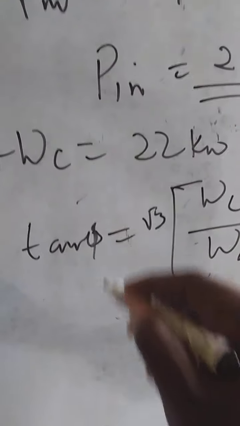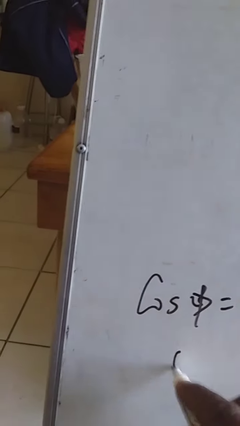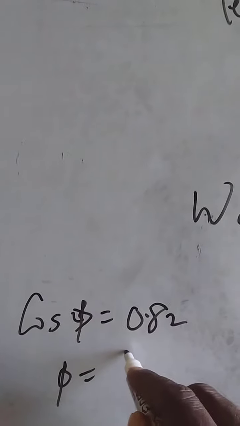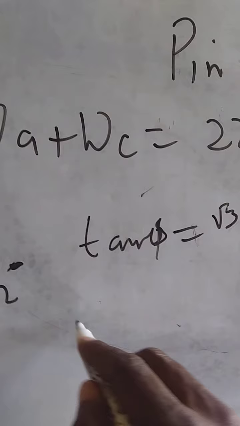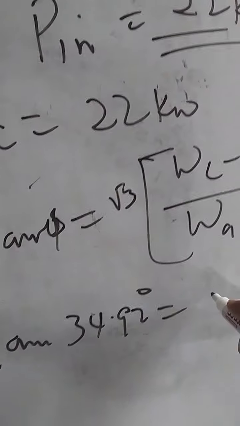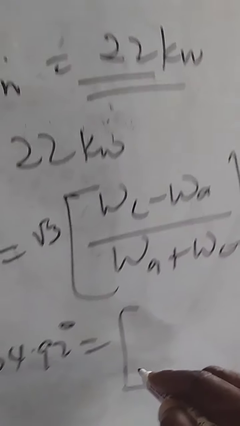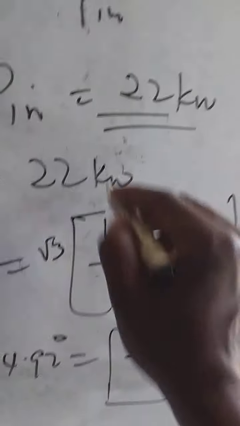So we need to find the phi, and what is the power factor given to us? Our power factor is cos phi, which is 0.82, right? So lagging. So we can find our phi to be 34.92 degrees, which we now substitute here. tan 34.92 degrees is equal to √3 times WC minus WA over WA plus WC, which is 22 kilowatts.